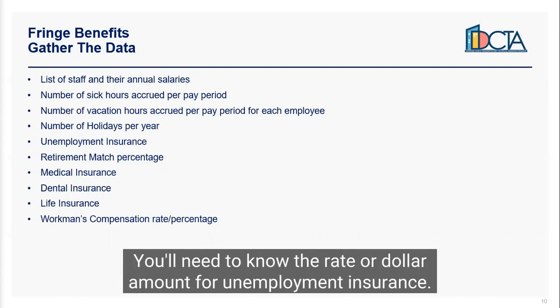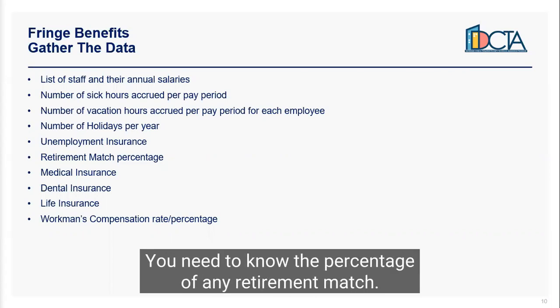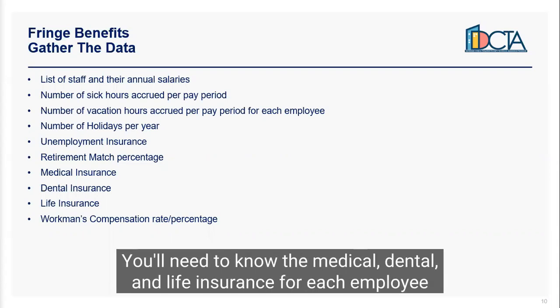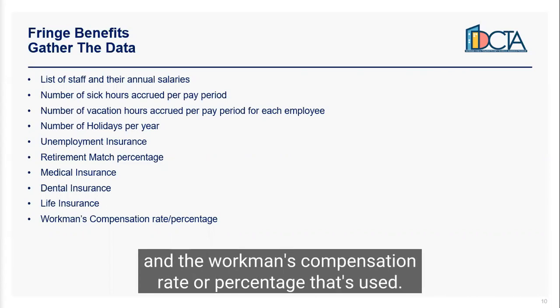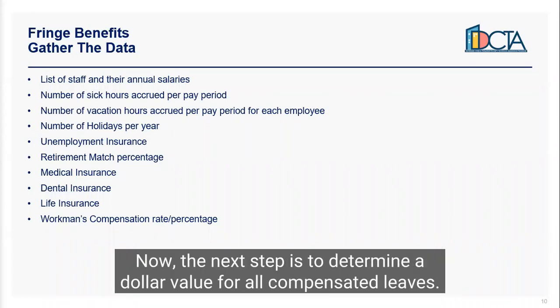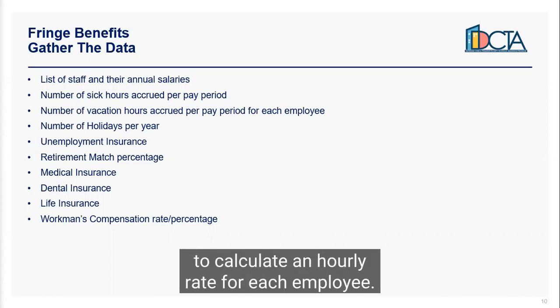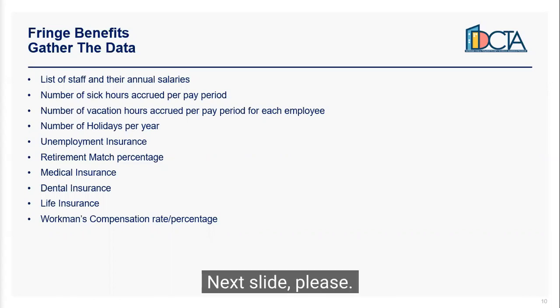You'll need to know the rate or dollar amount for unemployment insurance. You need to know the percentage of any retirement match. You'll need to know the medical, dental, and life insurance for each employee and the workman's compensation rate or percentage that's used. Now, the next step is to determine a dollar value for all compensated leave. And the first step to do this is to calculate an hourly rate for each employee. Next slide, please.